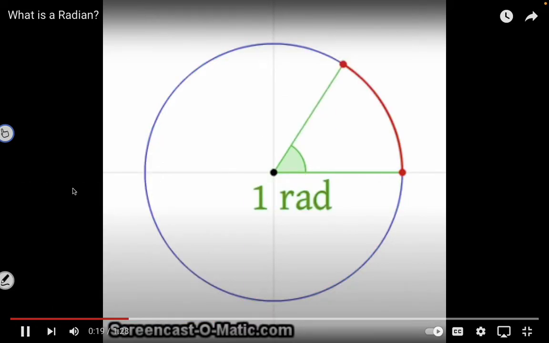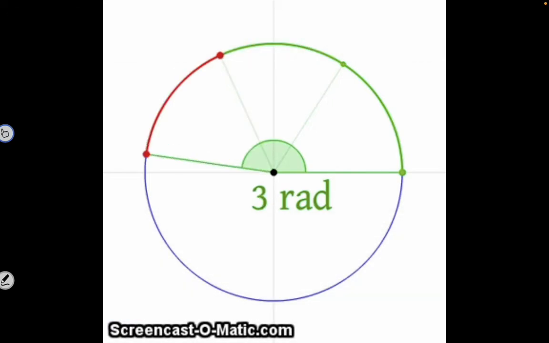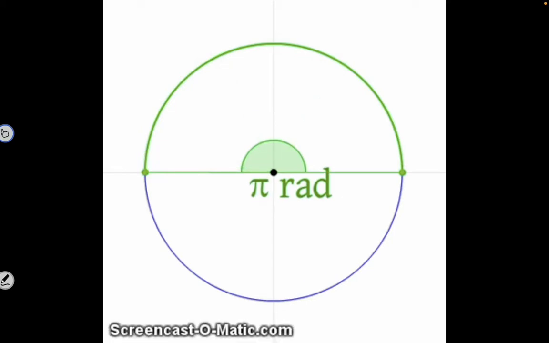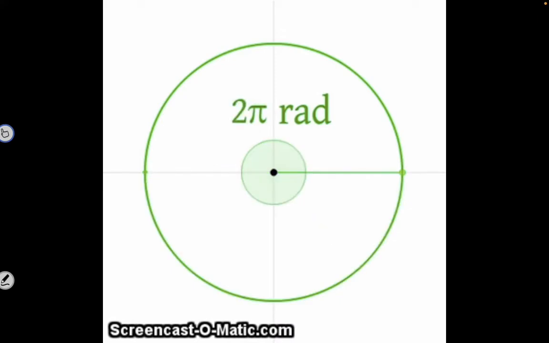The circumference of a circle is 2 pi r, there should be 2 pi radiuses in a circle. So halfway around the circle, we would expect 1 pi radian, and around the entire circle, we would expect 2 pi radians.